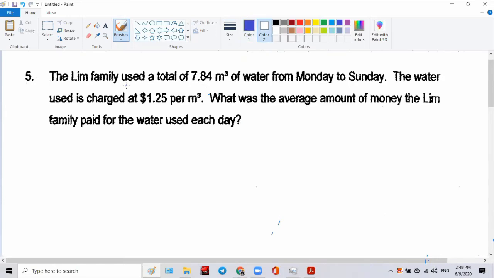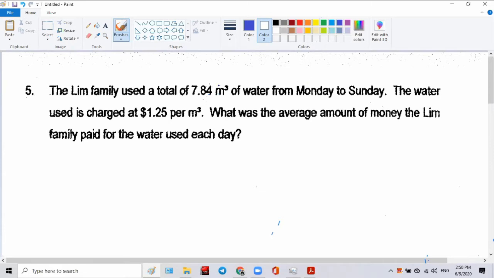The Lim family used a total of so much water from Monday to Sunday. Okay, so they use a total from Monday to Sunday. How many days? Monday to Sunday is 7 days. And the water charge is so much per meter cube. She used a total from Monday to Sunday. What's the total?